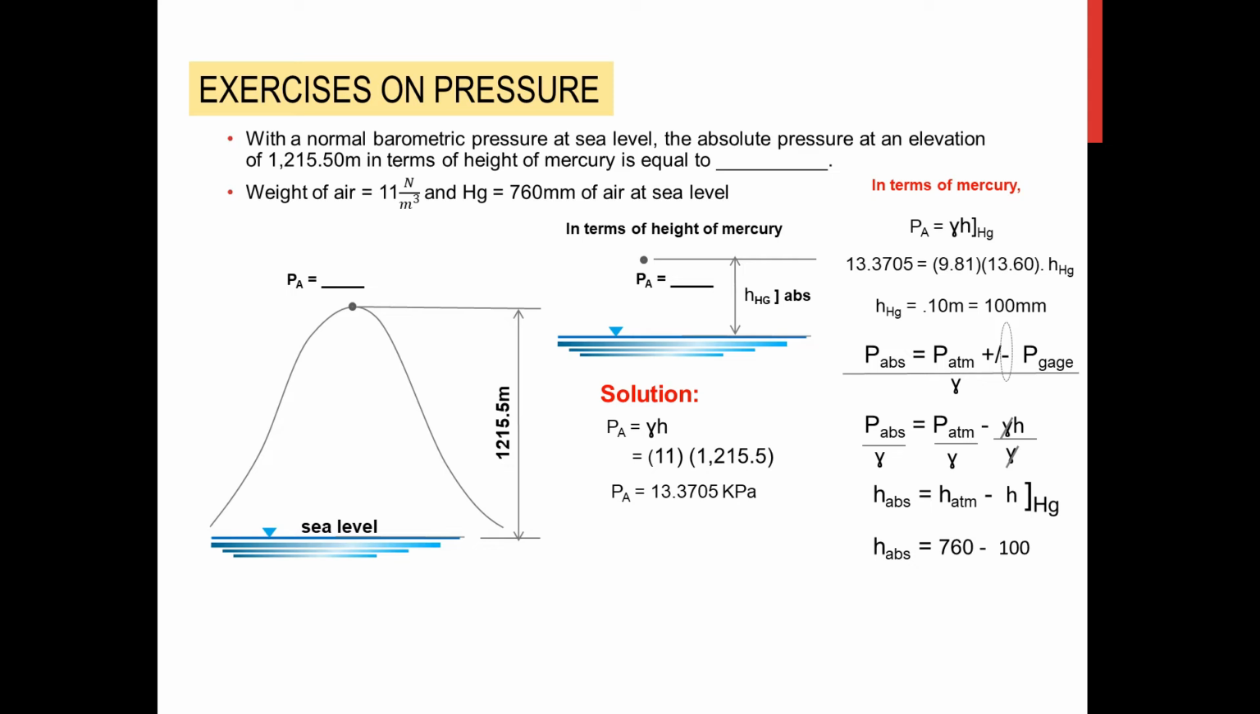So we now subtract what we have derived from the gauge pressure, that is negative 100. So therefore, the absolute head of the pressure above 1215.5 meters is equal to 660 millimeters of mercury.